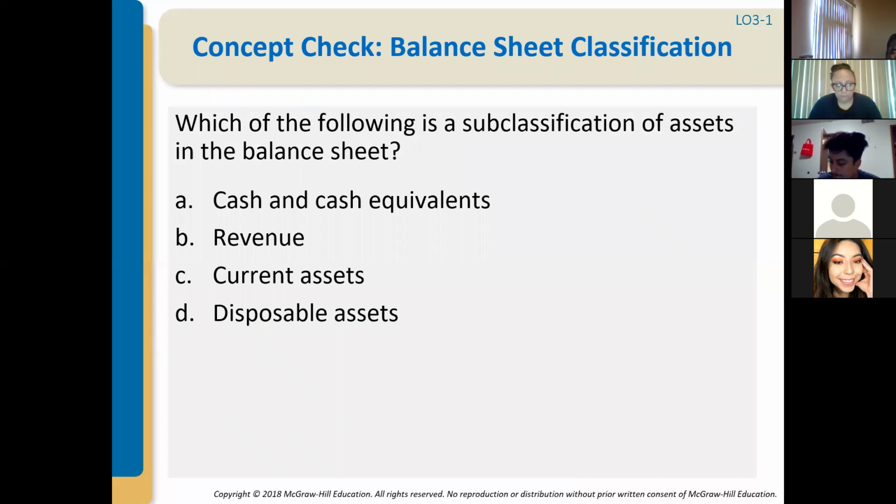So which of the following is a subclassification of assets in the balance sheet? It's very simple. 15 seconds. Cash and cash equivalents. Subclassification of assets. Current assets. Sorry, yes, it's current assets.